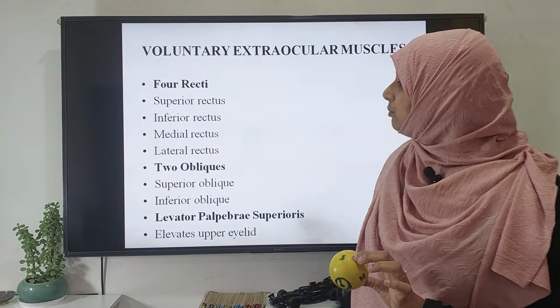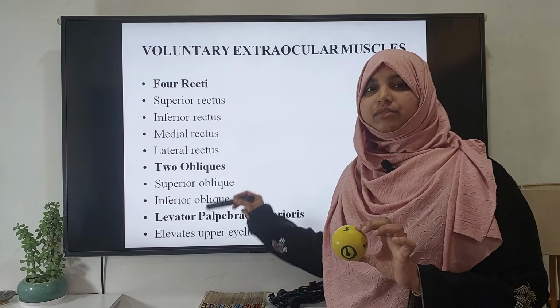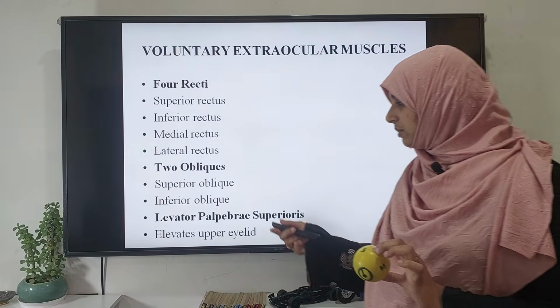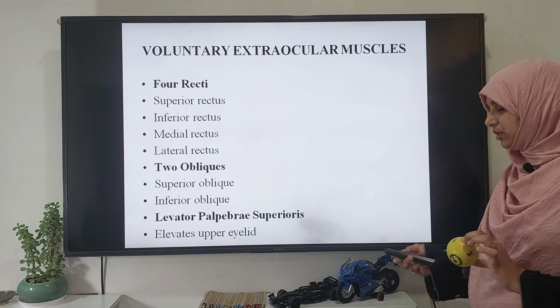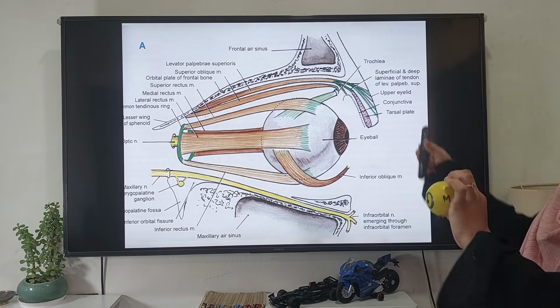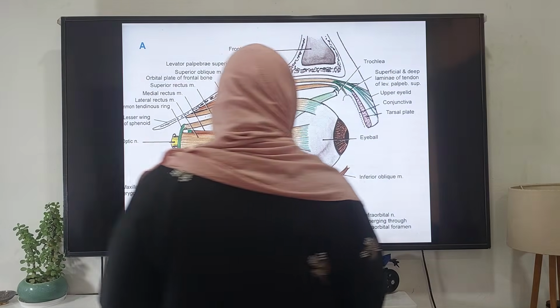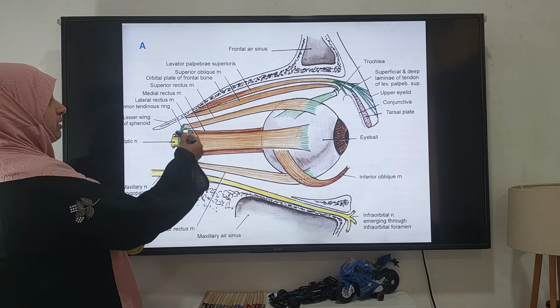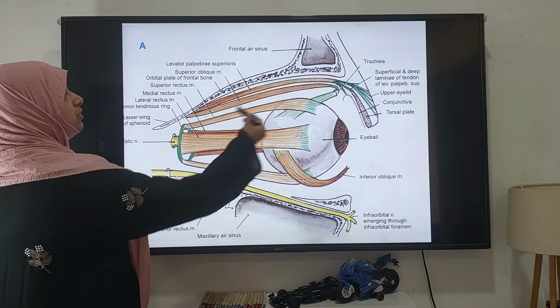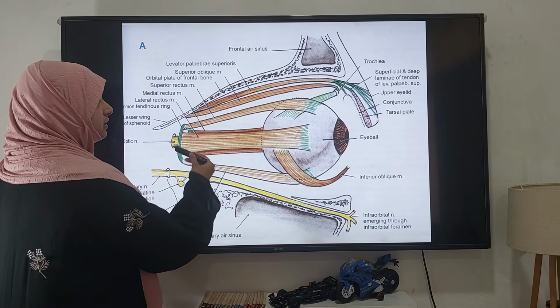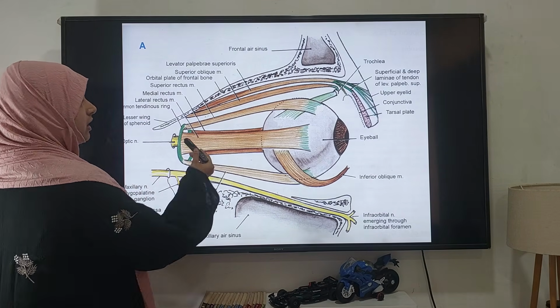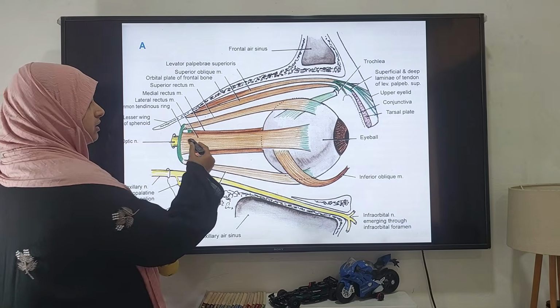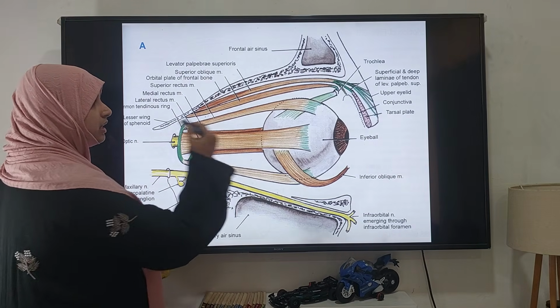And then we have some oblique muscles, which are superior and inferior oblique. We'll see that in a minute. Then we have the levator palpebrae superioris. Now, in this image, as you can see, that's the anterior aspect. This is the posterior aspect. Here we have a ring, and these are the 4 muscles: superior rectus, inferior rectus. This is the lateral aspect. So, this is lateral rectus, this is medial rectus.